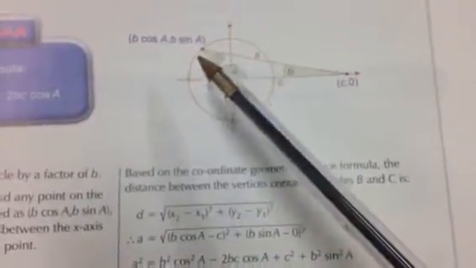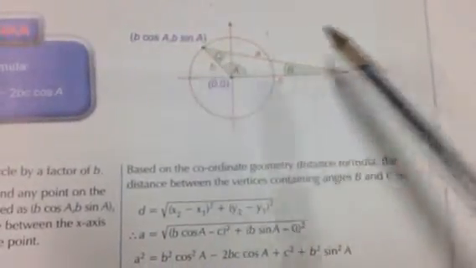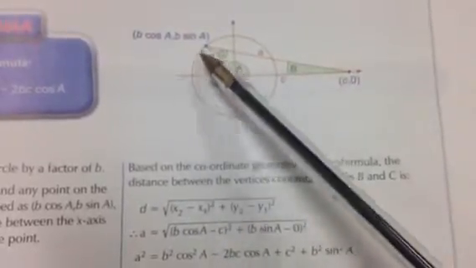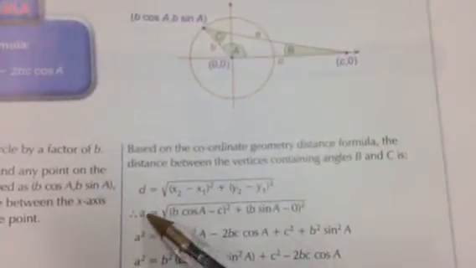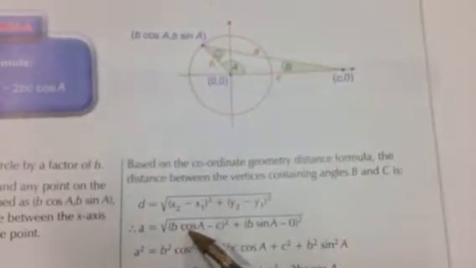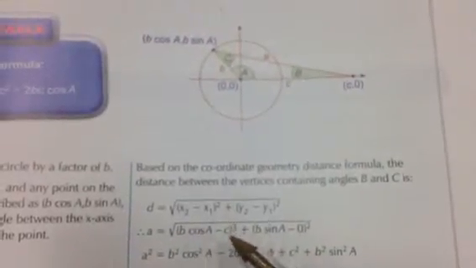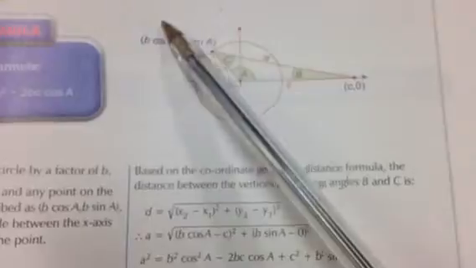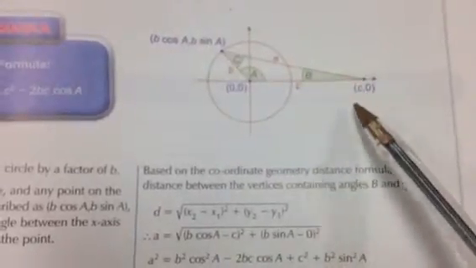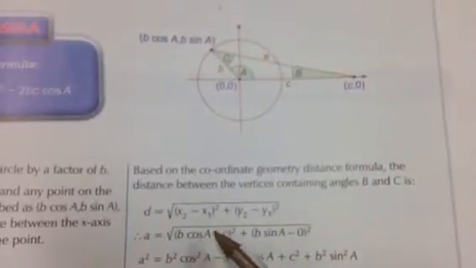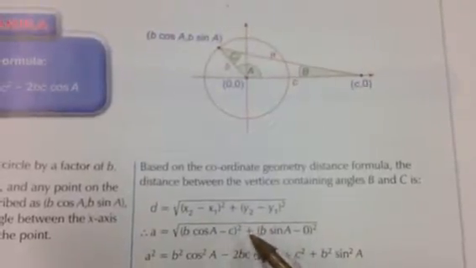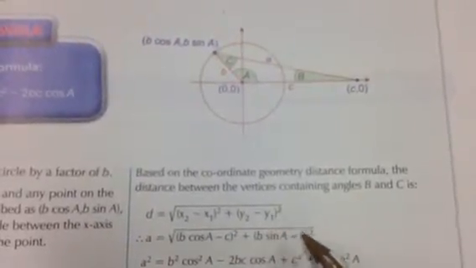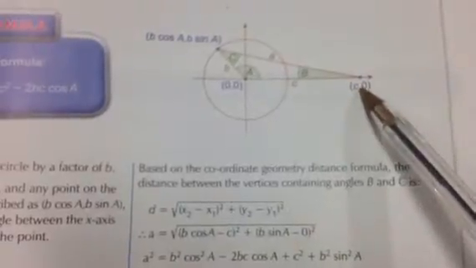So if we want the distance between this point and this point, it's a length a. So a is equal to the square root of x2 minus x1, squared, plus y2 minus y1, squared, where we're calling this x2, y2, and this one x1, y1. And then you just work that out.